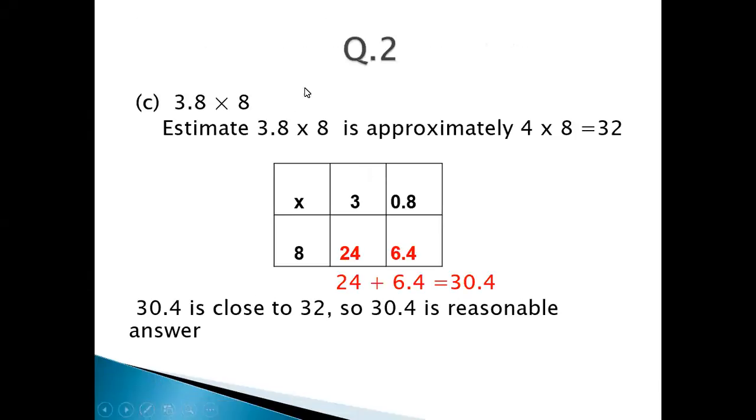This is another part which I have chosen: 3.8 multiplied by 8. What we are going to do, we will estimate the number 3.8, that is equal to 4. Then the multiplier is 8 here. 4 multiplied by 8 is equal to 32. This is the approximation of the multiplication. Now to get the exact multiplication, we will make another grid.